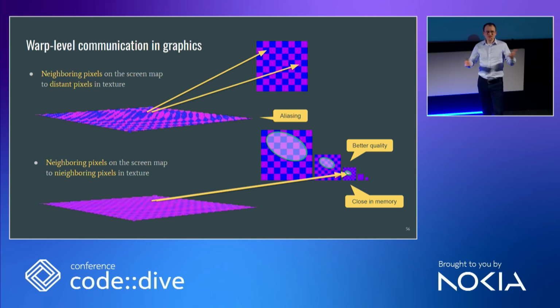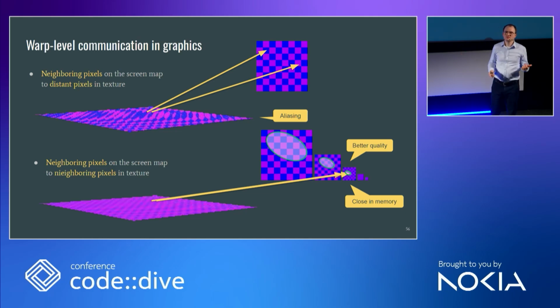So the answer is MIP mapping. The GPU will store not only the full-sized version of the texture, but also smaller sizes, up to the 1x1 texture, just 1 pixel. And when rendering neighboring pixels on the screen, it will choose the texture where those pixels map to neighboring pixels in the texture.